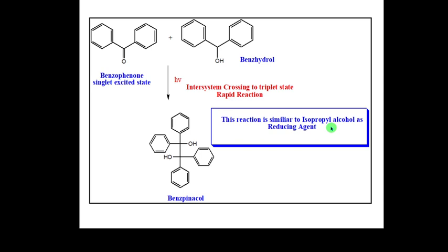The last slide clearly explained how isopropyl alcohol acts as a reducing agent. Here, instead of isopropyl alcohol, the benzhydrol may also act as a reducing agent. Of course, our ultimate product during this photoreduction is benzpinacol only.